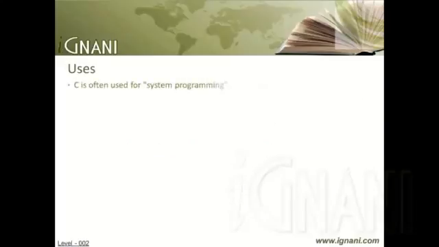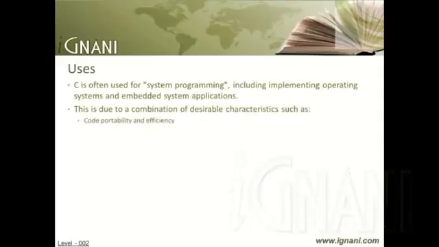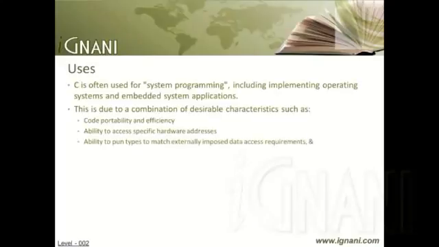C is often used for system programming, including implementing operating systems and embedded system applications, due to a combination of desirable characteristics such as code portability and efficiency, ability to access specific hardware addresses, ability to pun types to match externally imposed data access requirements, and low runtime demand on system resources.